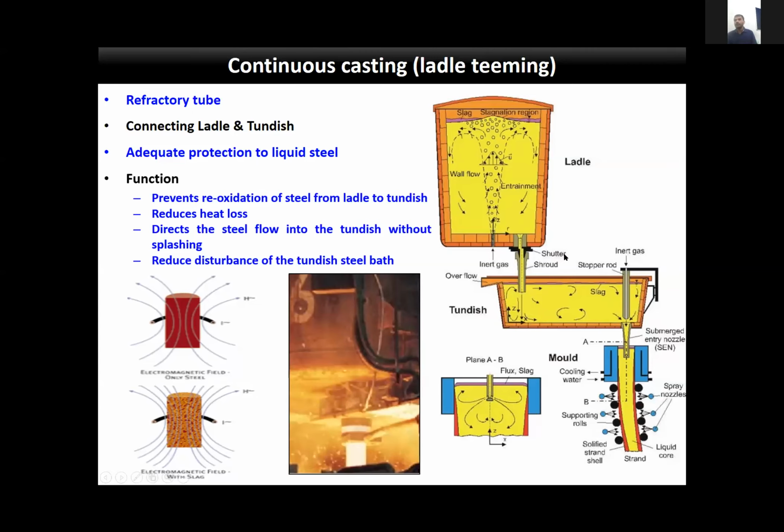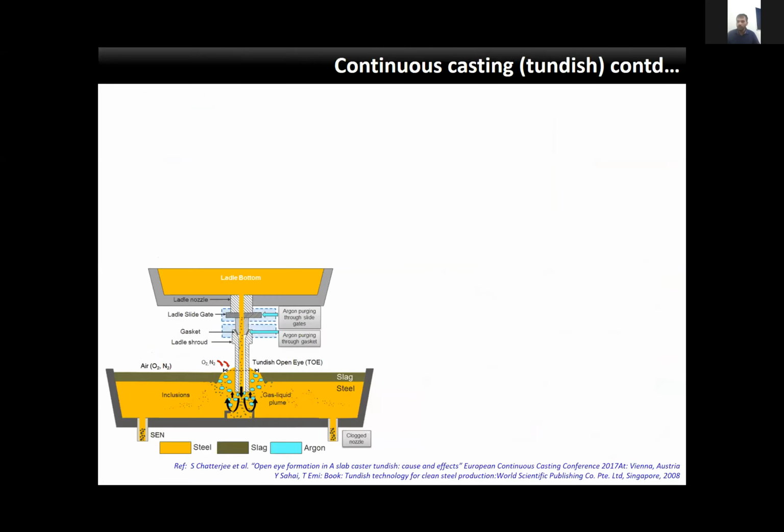So preventing vortex is one of the other thrust areas where NML has also been working in this transfer operation for at least the last 5 to 6 years. I would like to show some of the results maybe in another slide.